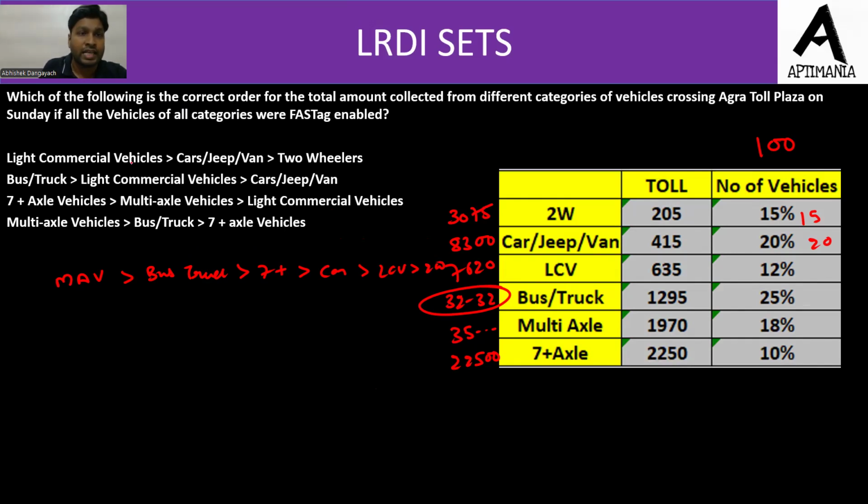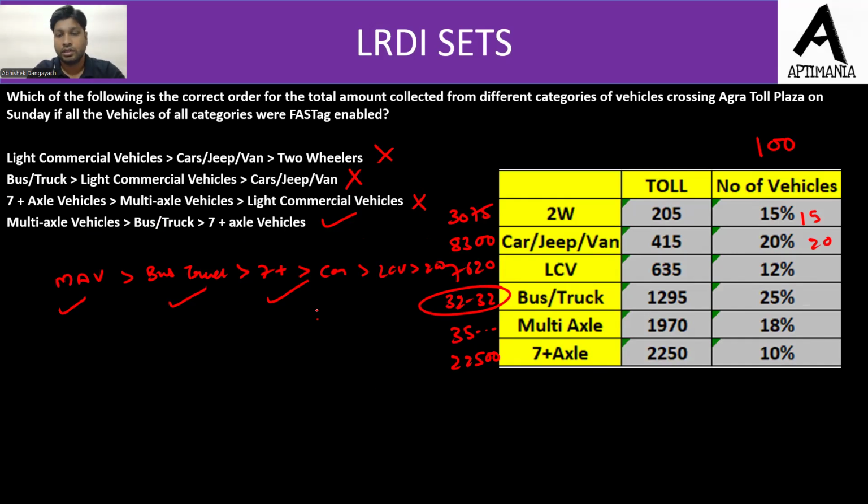So if we check the order, LCV, car, jeep, two-wheelers. This is a wrong order. Bus, truck, then LCV, then car, jeep. No, car, jeep will come before LCV. This is also wrong. 7 plus, then multi-axle. No, 7 plus will be followed by multi-axle. This is also wrong. Finally, this answer should be the correct one. Let us check this also. Multi-axle vehicle, yes. Then we have bus, truck, and then 7 plus. So this is the correct order, right?